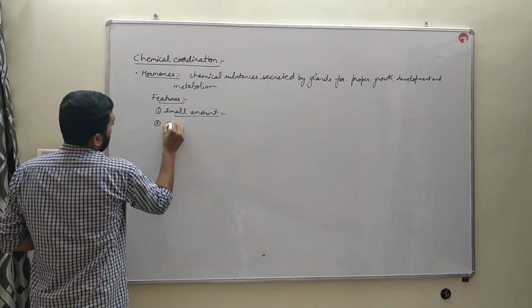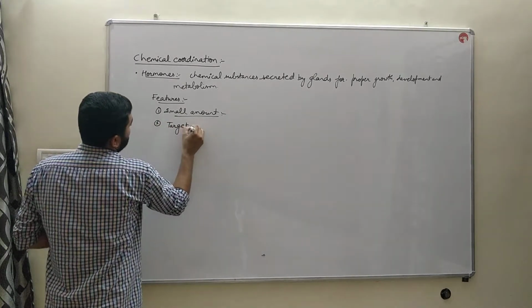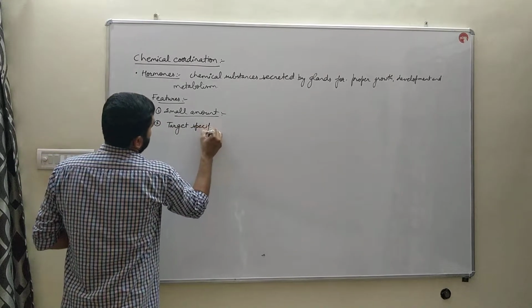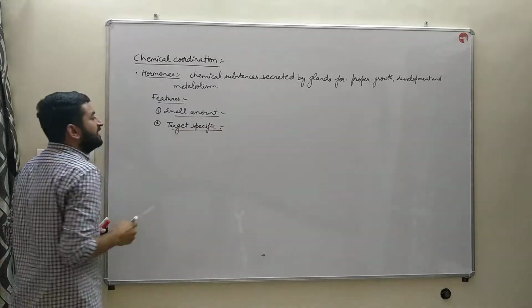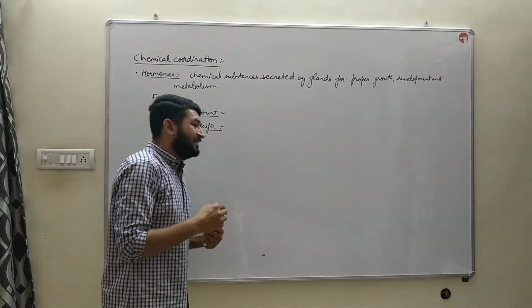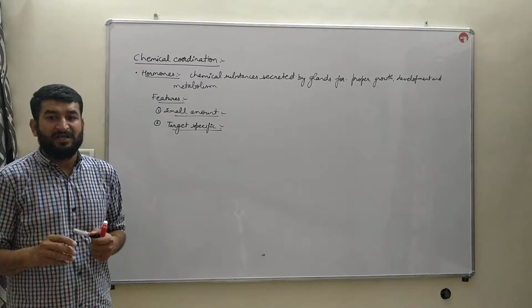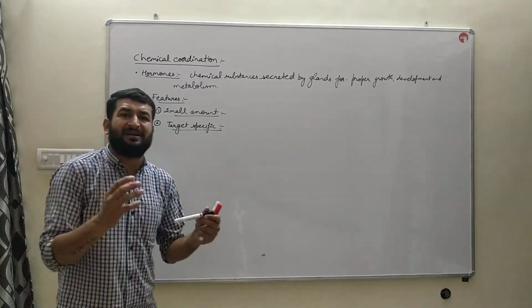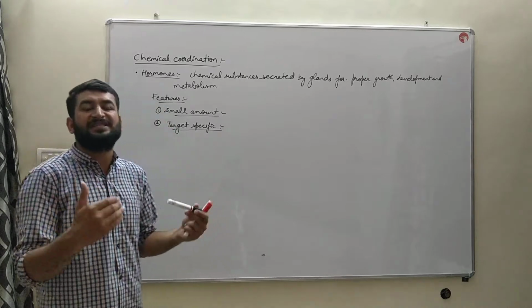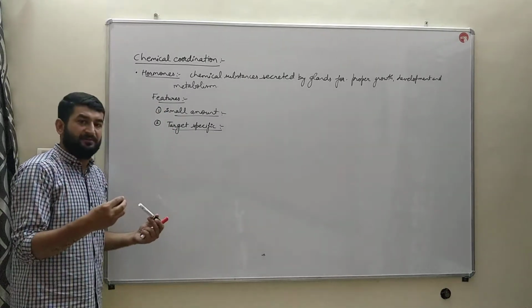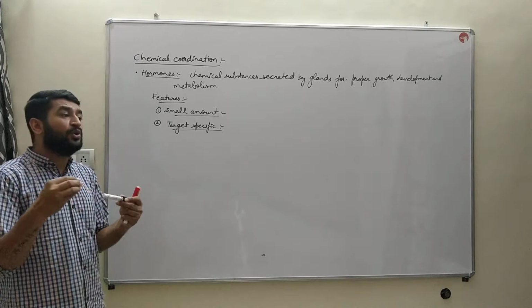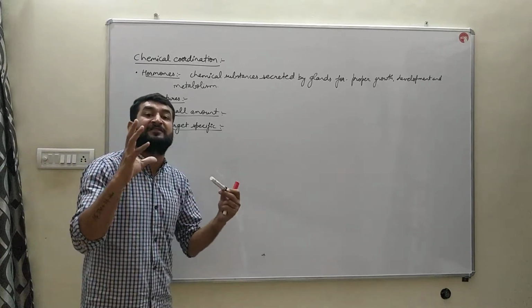Second, hormones are target specific. When we discuss the glands, we discuss the endocrine glands. This is part of your 10th class syllabus. The endocrine glands are also known as ductless glands, the glands which release their secretion into the blood. And from the blood, they act only upon their specific target cells.